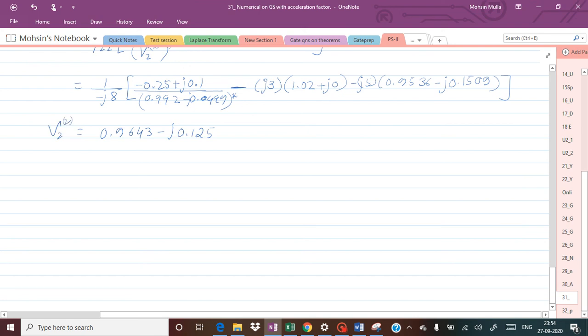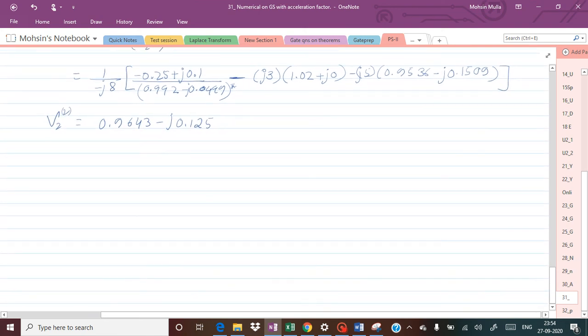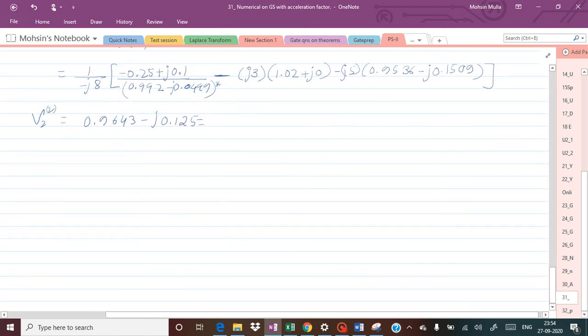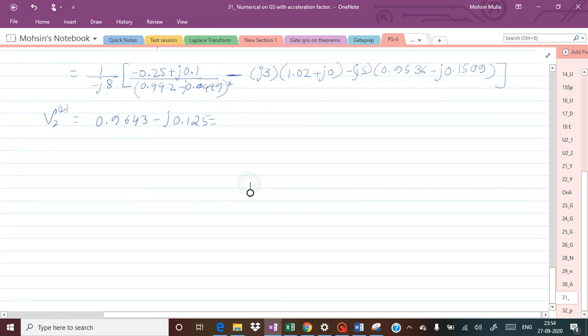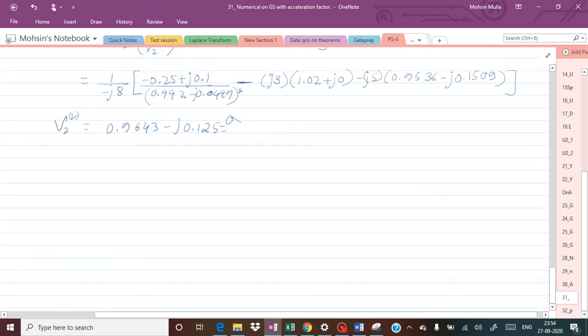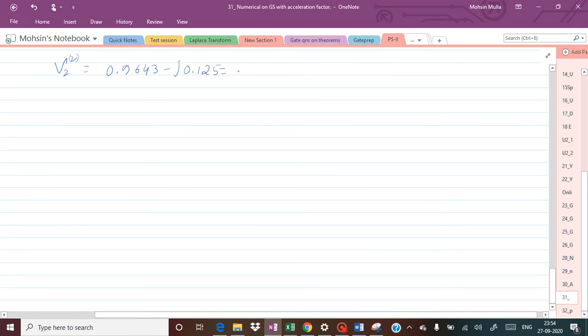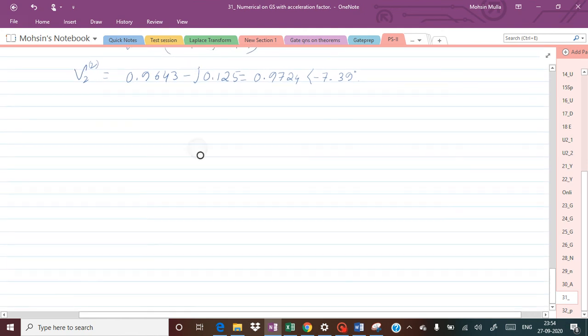Which is V2 of 2, and this in the polar form is given as 0.9724 at an angle of minus 7.39 degrees. Okay, and this is the plain iterated value. Now we need to determine the value using the acceleration factor.